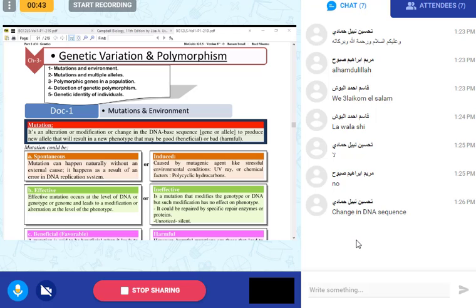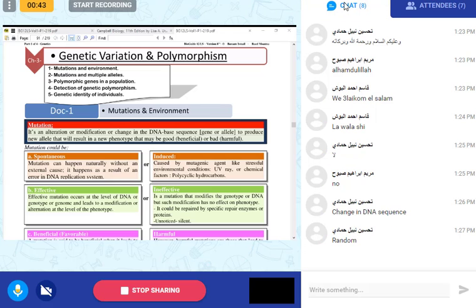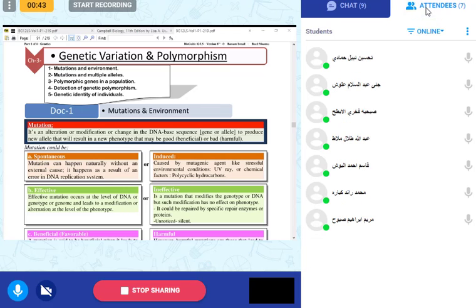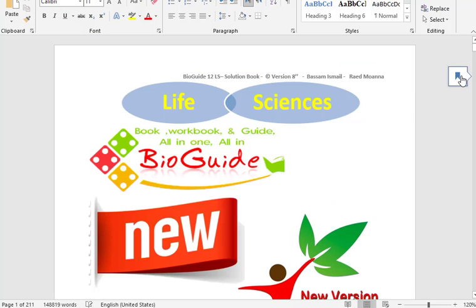Is it random or in a specific place? It is random. Let's say, do we know when it's going to happen, or does it happen suddenly? Happens suddenly. Okay, very good. So it could be spontaneous or induced. What are the factors that can cause a mutation?